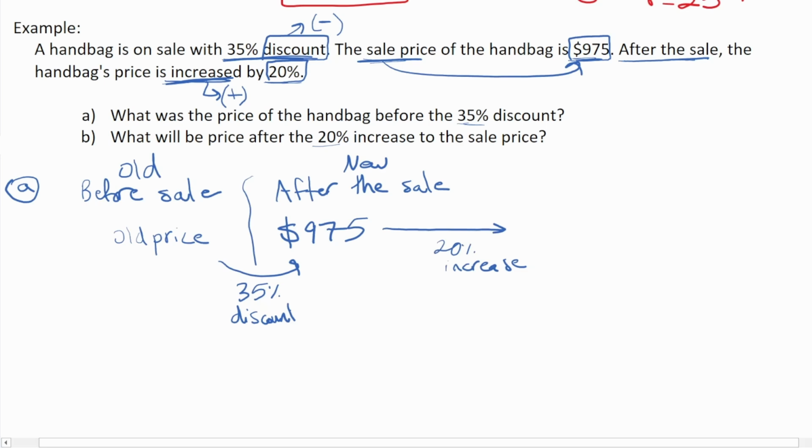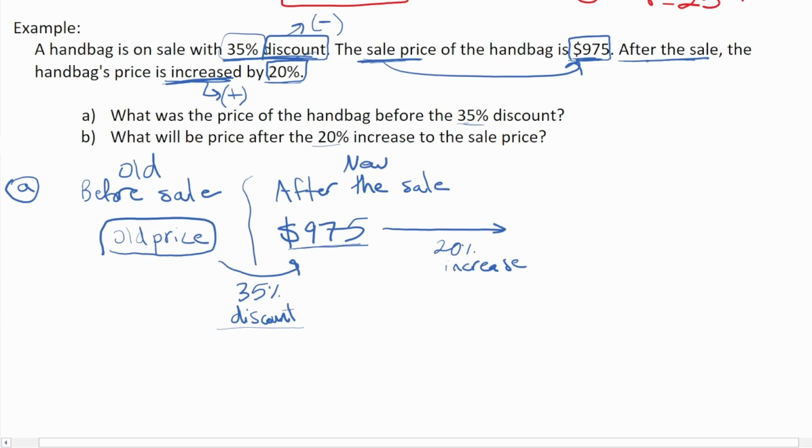So now let's take a look at the question. I hope you understood the scenario that we're dealing with. I will repeat it one more time. So we have before sale and after the sale, okay? Before the sale, we don't know what was the price of the bag. This is why we said old price. But we know that the sale price of the handbag is $975. So this is the $975 after the sale, okay? Or the discount, okay? How much was the discount? It was 35% discount, okay?